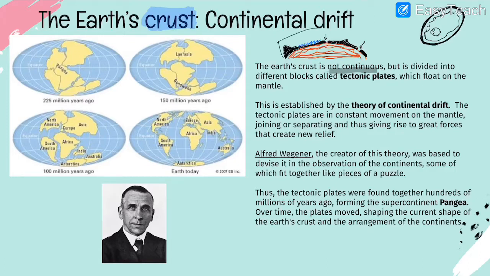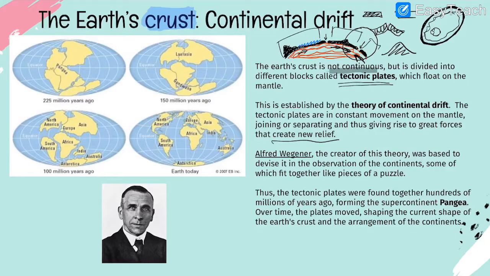Each block, each part, is called a tectonic plate. And all of them float on the mantle, so they are moving. Sometimes they move in the same direction. Two blocks, two tectonic plates, then, if they collapse, this part and this part collapse, they create new relief, for example, a mountain. You have this information here.